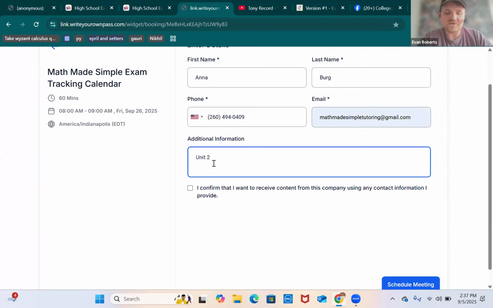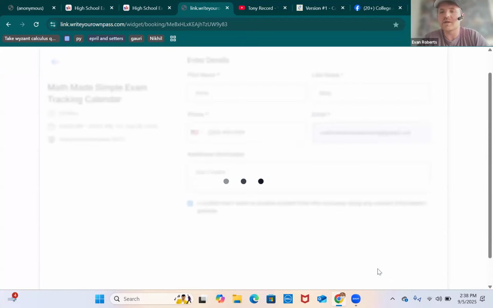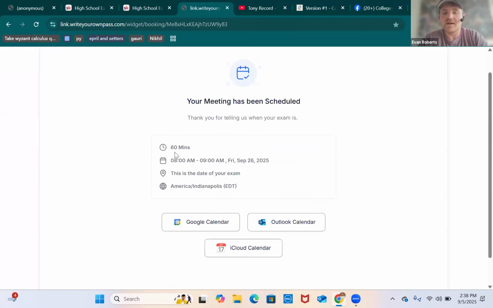I have the unit 2 exam. And so what that does is it triggers our system to make sure we're checking in with Anna. We don't want that unit 2 exam to come around and she's like, oh man, I didn't even practice that much for it. And so we really want to be pushing mock exams, pushing lots of review for the student. Okay, so I booked that in. That means that Anna, sometime that day on the 26th, is going to have her exam at school.